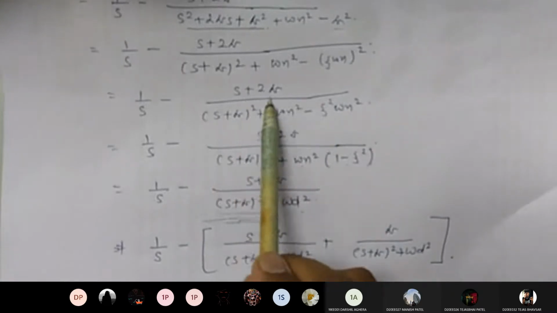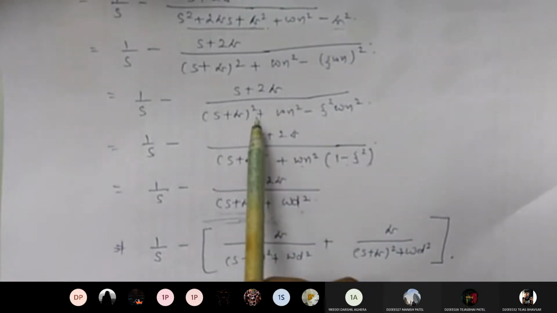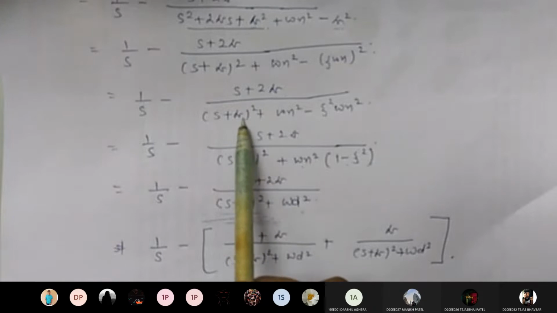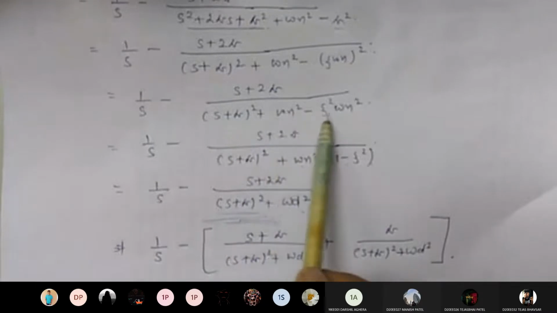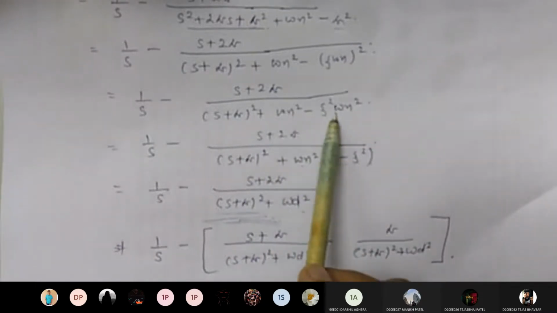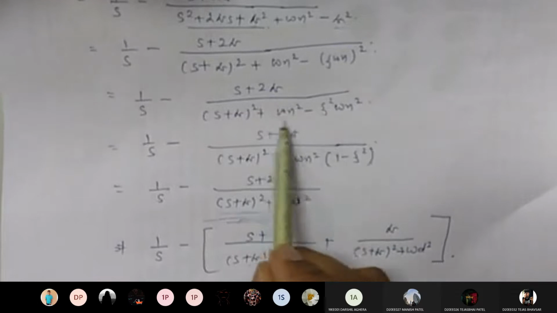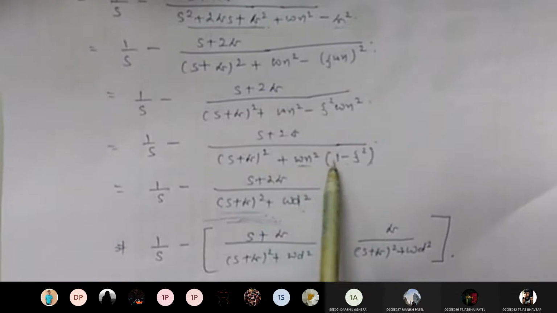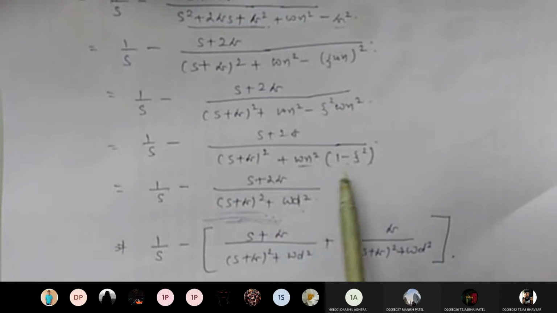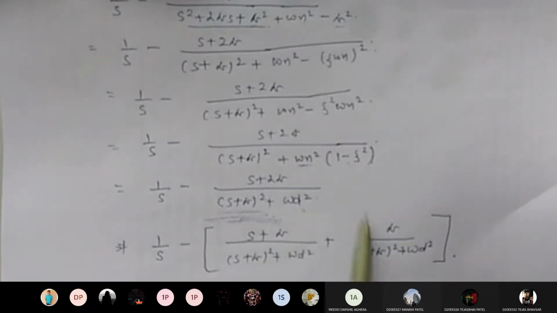So it is (s plus alpha) whole square plus omega n square minus zeta square into omega n square. Taking omega n square as the common quantity, it will be 1 minus zeta square. This we have assumed: omega d is equal to omega n into the square root of 1 minus zeta square, as we assumed at the earlier stage. So we have got this.